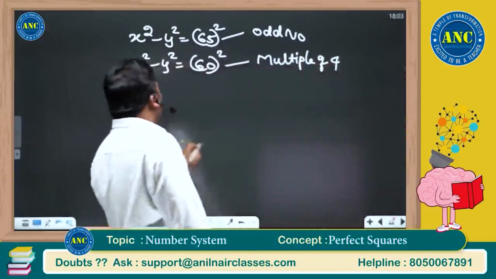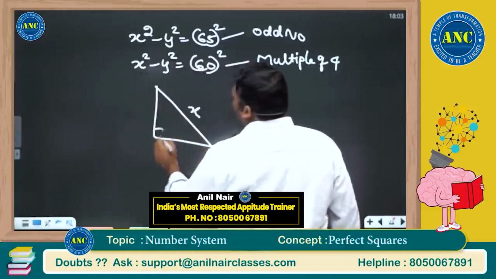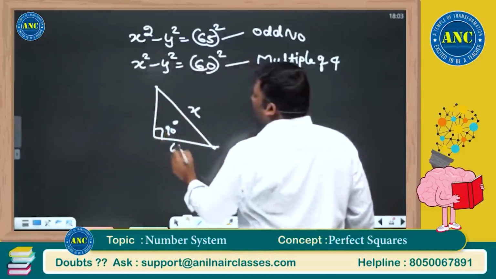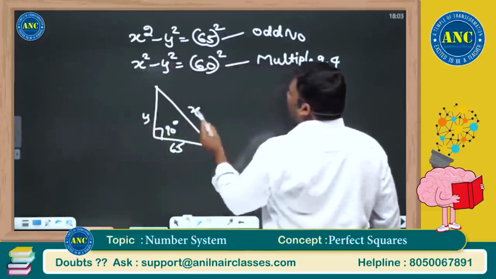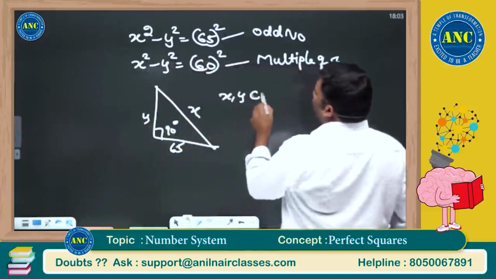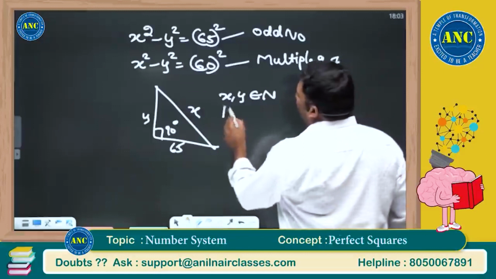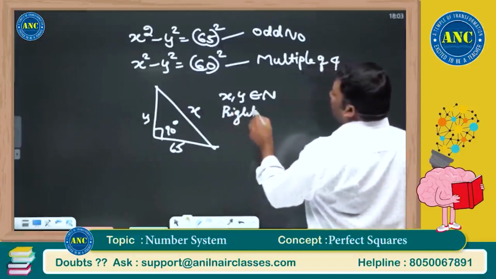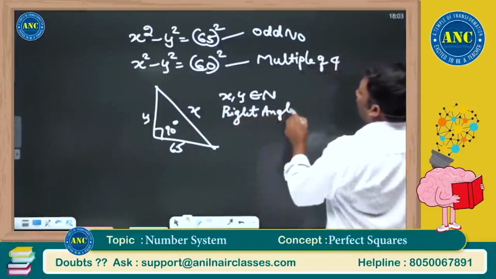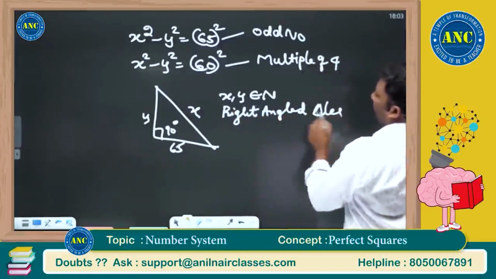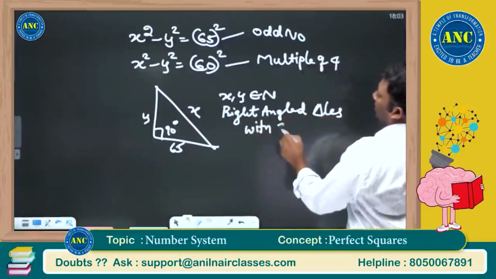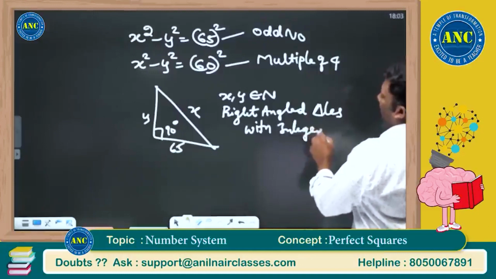This question can also be asked in geometry like this. How many right-angled triangles exist with integral sides? X and y are natural numbers. How many right-angled triangles exist with integral sides satisfying these equations?